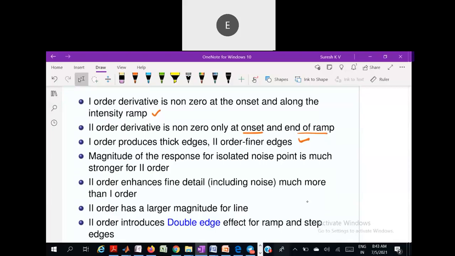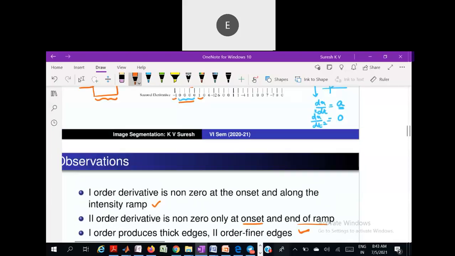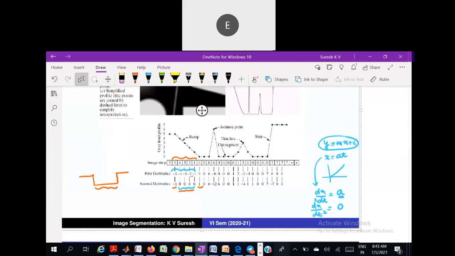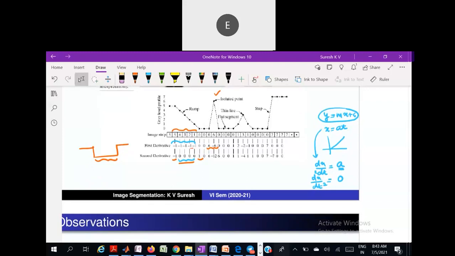Magnitude of the response for an isolated noise point is much stronger. Now observe the isolated point. This is the isolated point. What do you notice here? It is changing from 6 to -6. So what is the delta change? The delta change is 6 minus of -6, which is 12. This is the change that happens at an isolated point in first order.